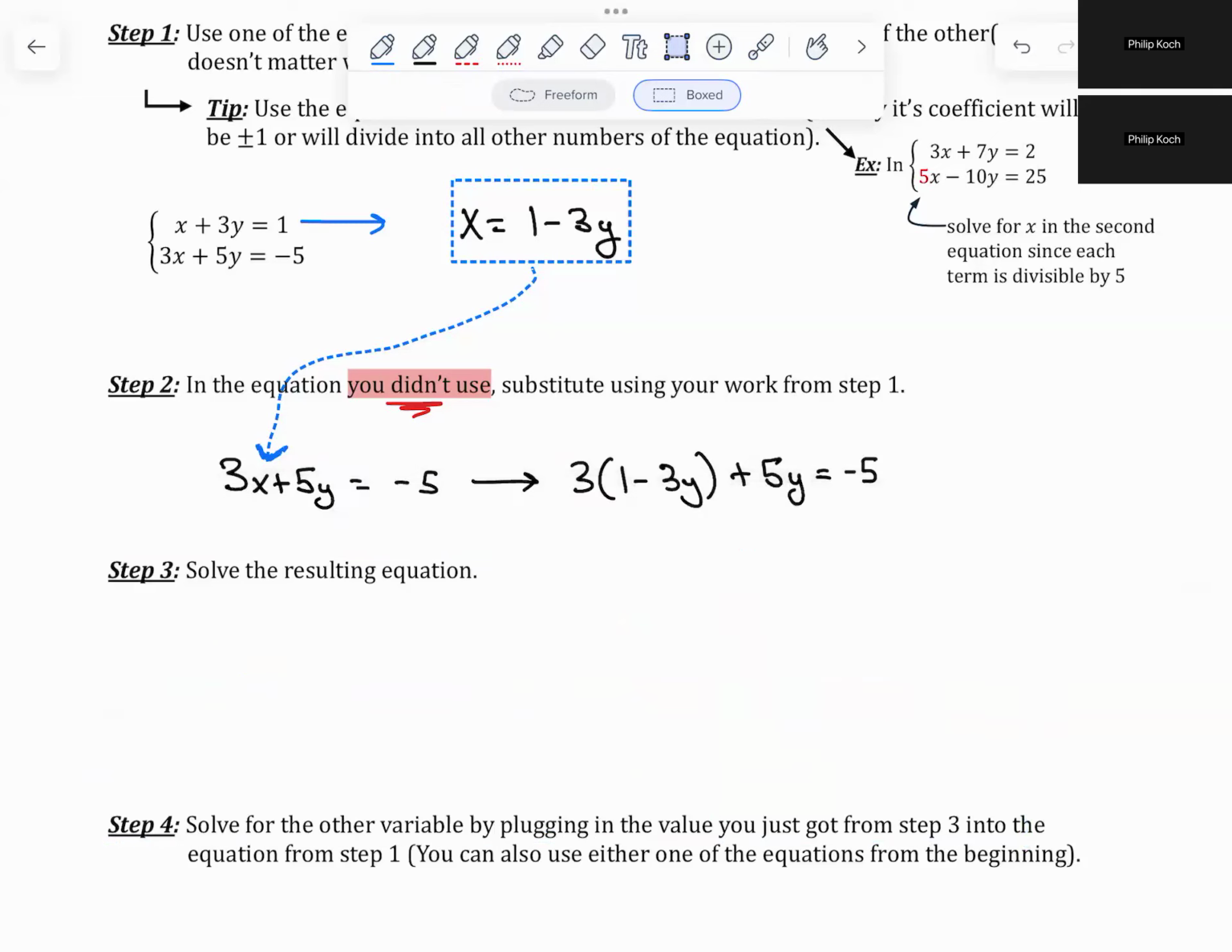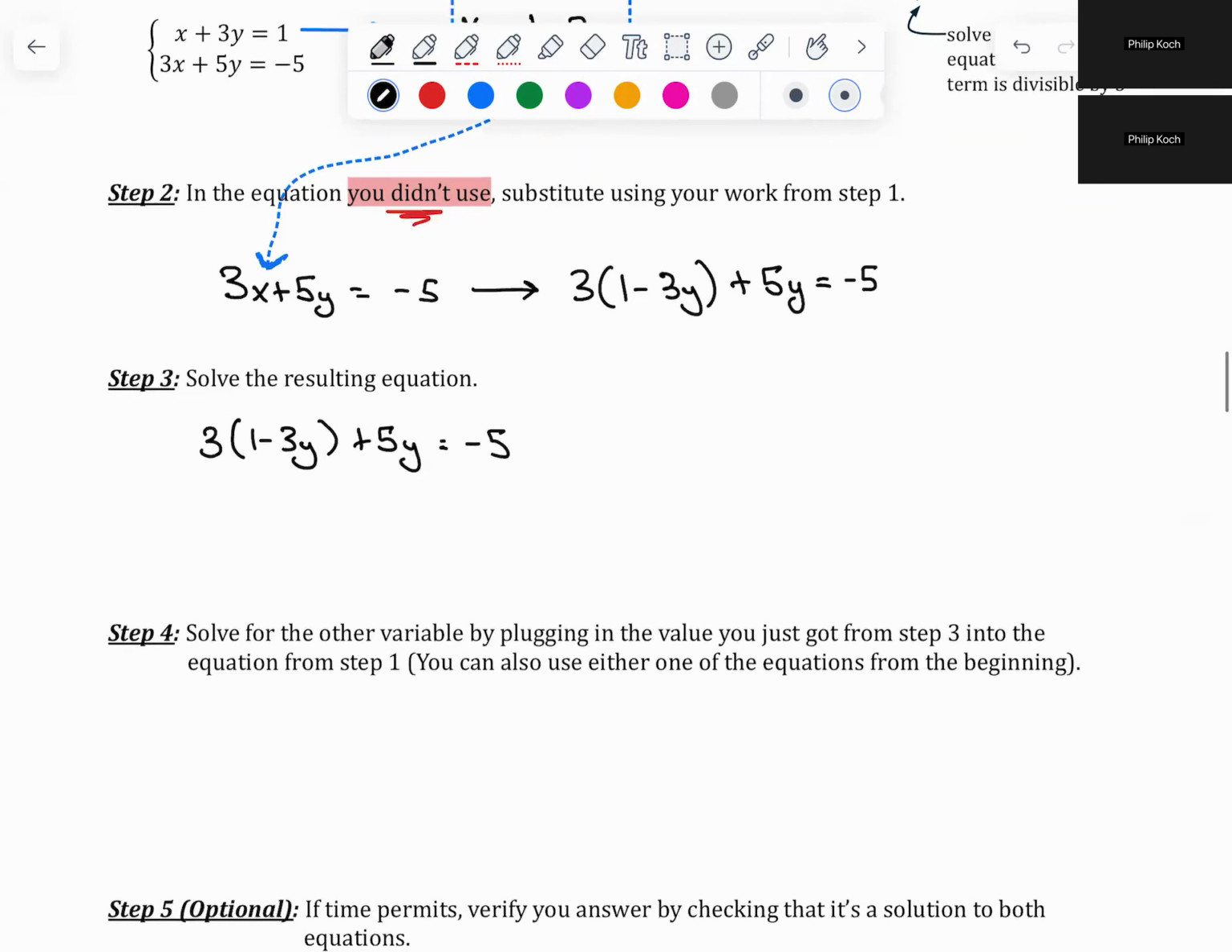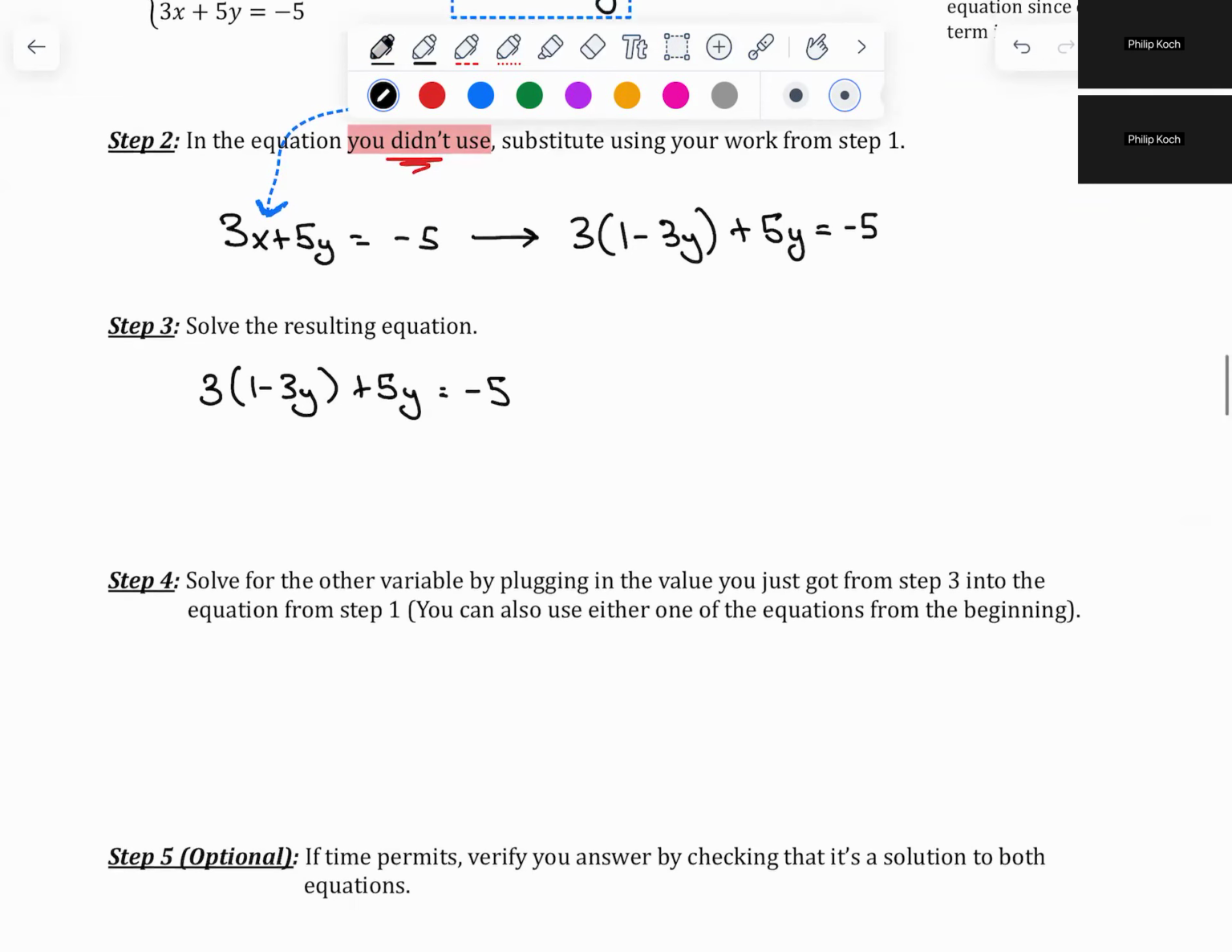You should always be questioning, why can I do that? Because my teacher said so? No. And then you'll notice now, instead of having two variables, 3x plus 5y, we have an equation purely in terms of y. So we can solve that equation. So 3 times 1 minus 3y plus 5y equals -5. Distributing in the 3, we get 3 minus 9y plus 5y is equal to -5.